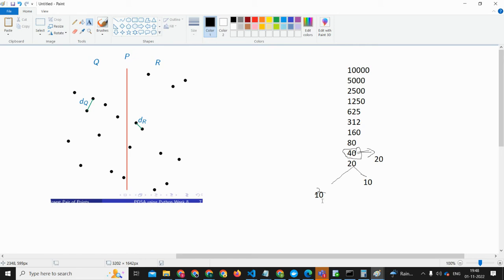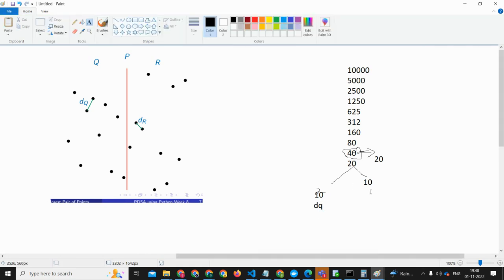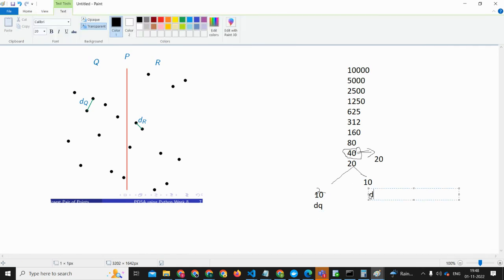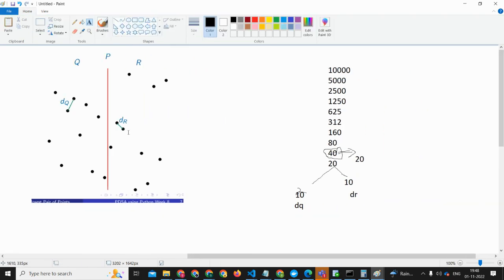So we have 10 points on the left hand side and 10 points on the right hand side. After all the computation, we are able to see that this DQ point is the closest among the 10 points. And for this, it is DR. So how did we get this DQ?